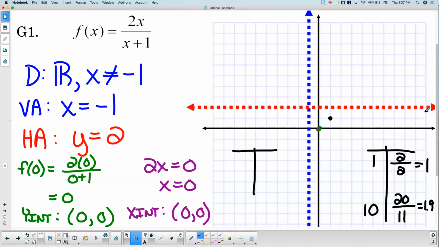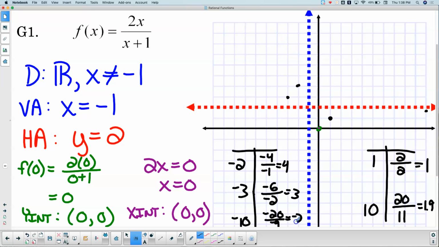Then I go to this side. Negative 2. If I put negative 2 in there, I get negative 4 over negative 1. That's equal to positive 4. Negative 3. Negative 6 over negative 2. That's going to be 3. Negative 10. That's going to be negative 20 over negative 9. That's going to be negative 2.2. Oh, positive. Good call.